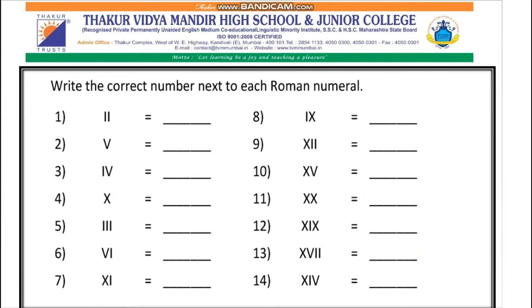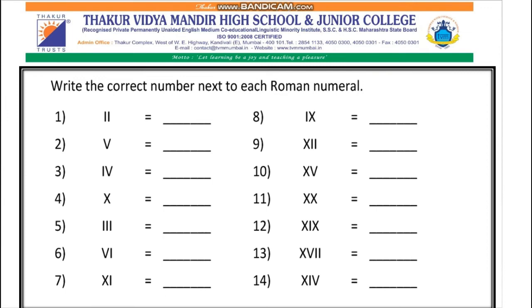Everybody is writing the questions. Okay. 8th one is IX, 9th one is XII, 10th one is XV, 11th one is XX, 12th one is XIX, 13th one is XVII, and 14th is XIV. Everybody just note down all the questions first and try to write down the answers for it. Come on, hurry up. I know you can do it.